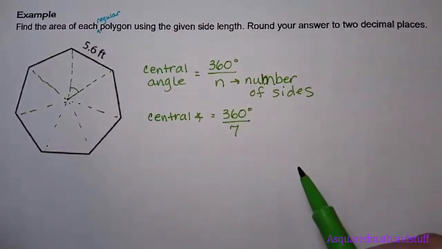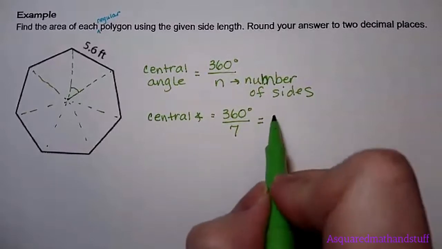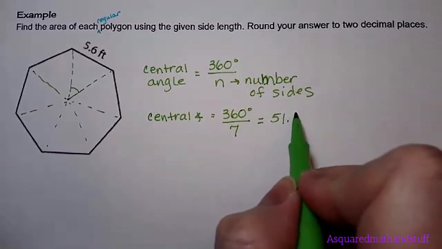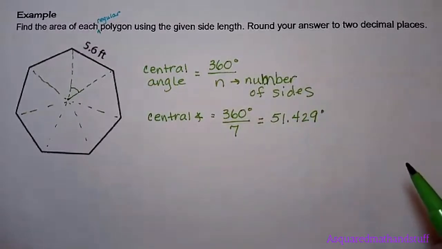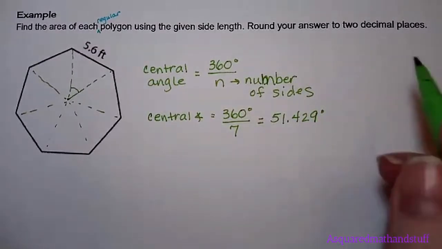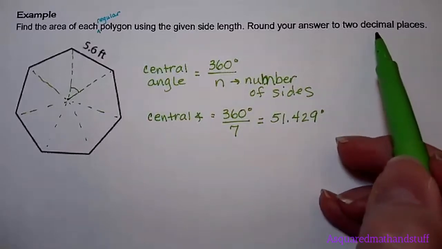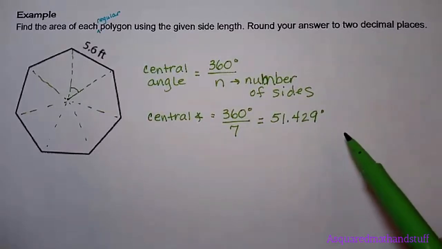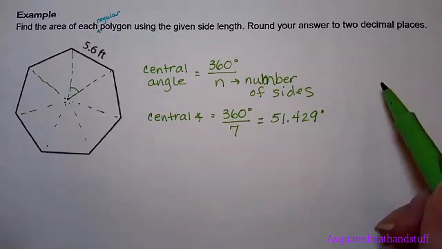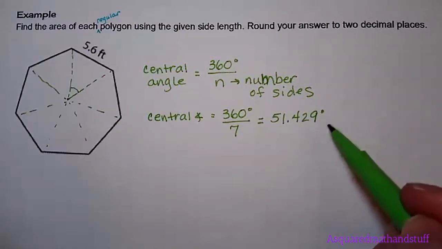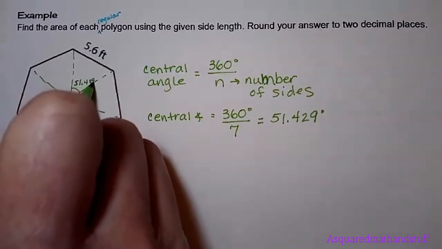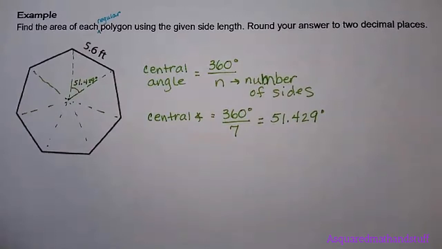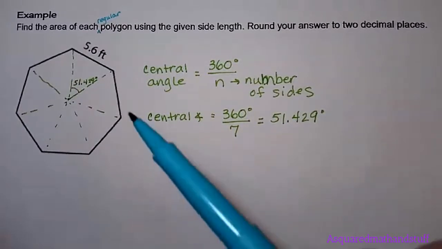Now that, my friends, is not a fun number to work with. We're talking 51.429 degrees, and I rounded that to the third decimal place. And I did that because we want to round our final answer to 2 decimal places, so I'm working with the third one here. Now we know the 51.429 degrees, and that goes right here, 51.429 degrees. And we also know that we can drop a height of any triangle.